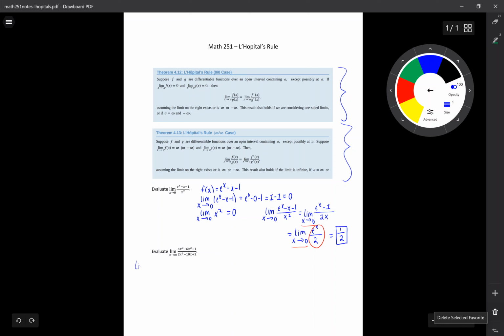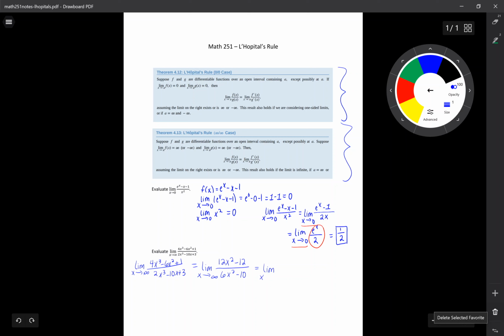So the limit as x goes to infinity of (4x^3 - 6x^2 + 1) divided by (2x^3 - 10x + 3). If I take the derivative of the top, I get the limit as x goes to infinity. The derivative of the top would be 12x^2 - 12x. The derivative of the bottom would be 6x^2 - 10, just 10. Well, if I were to plug in infinity again, I still get infinity over infinity. So let's take another derivative.